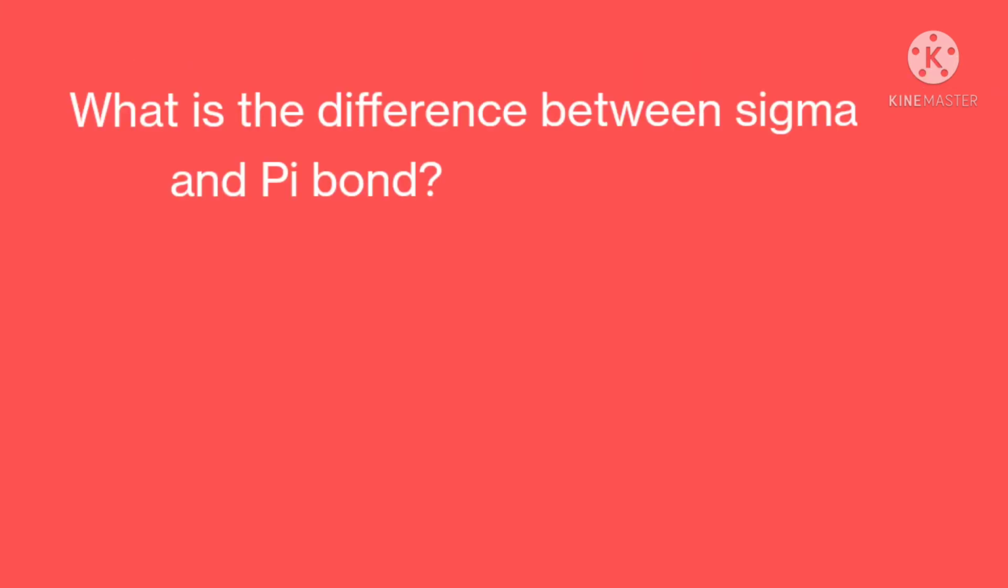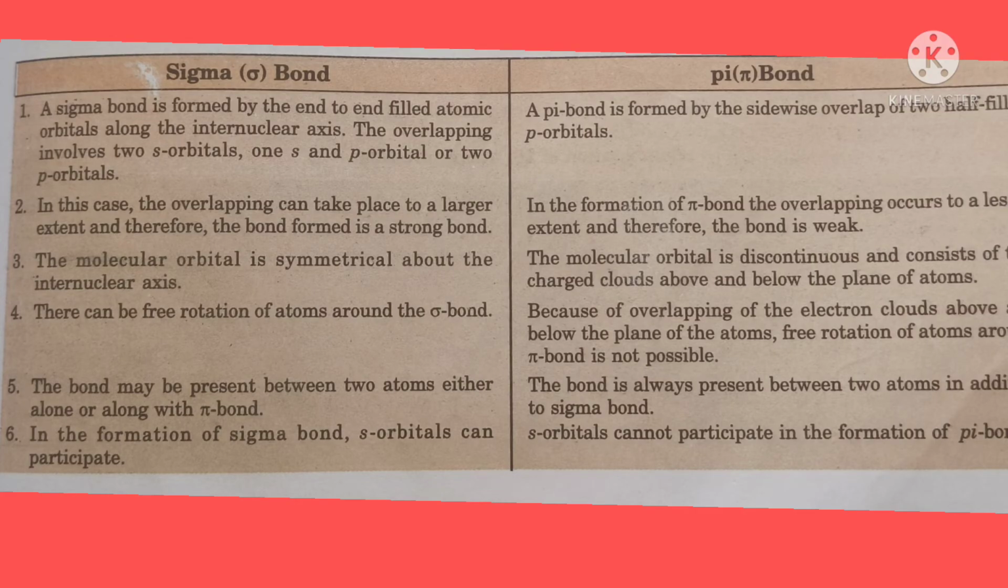What is the difference between sigma and pi bond? A sigma bond is formed by end-to-end overlap of atomic orbitals, whereas a pi bond is formed by sidewise overlap of half-filled atomic orbitals. In sigma bond, the overlapping takes place to a larger extent, whereas in pi bond, it takes place to a lesser extent. So pi bond is a weaker bond.